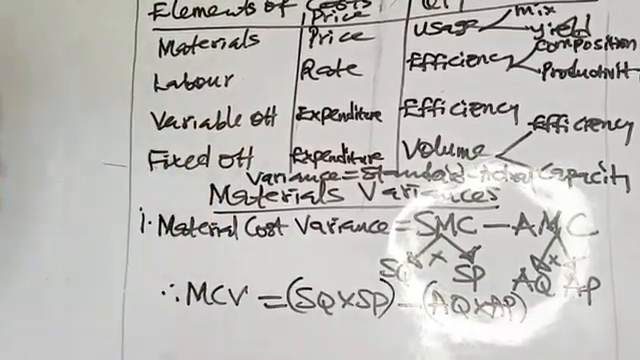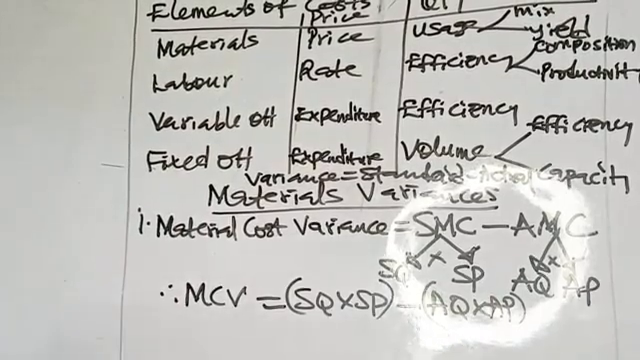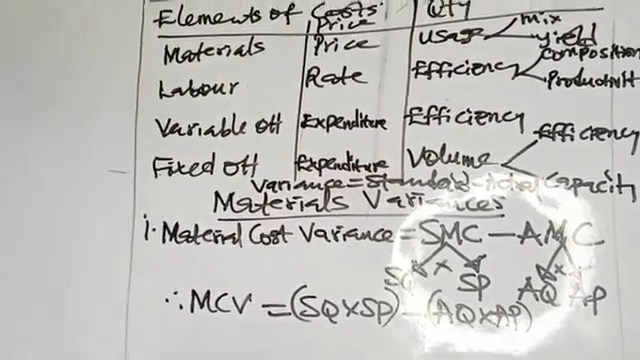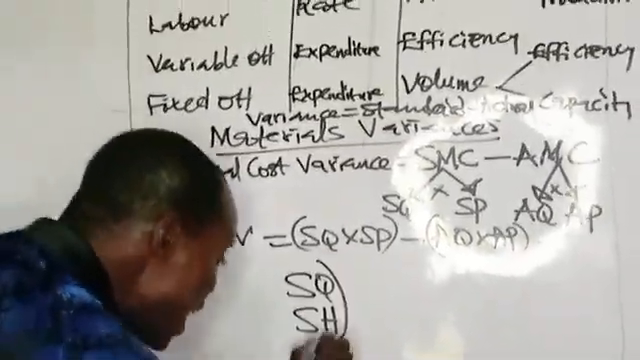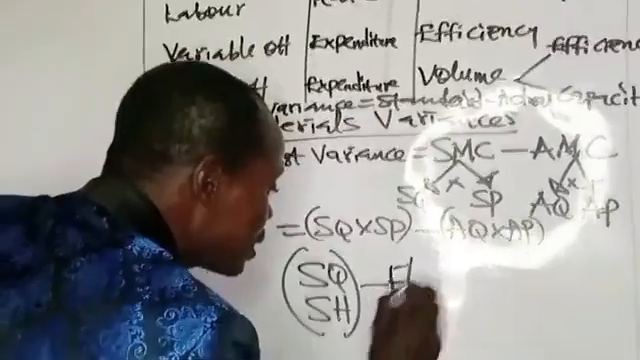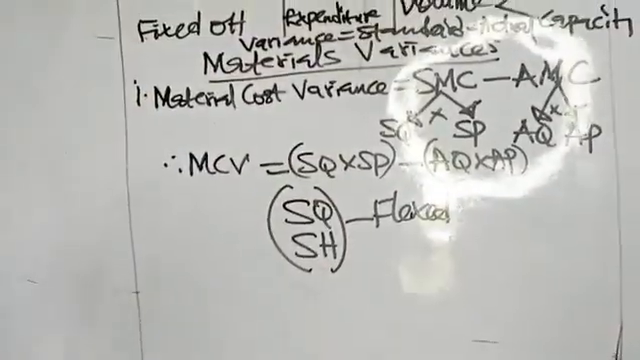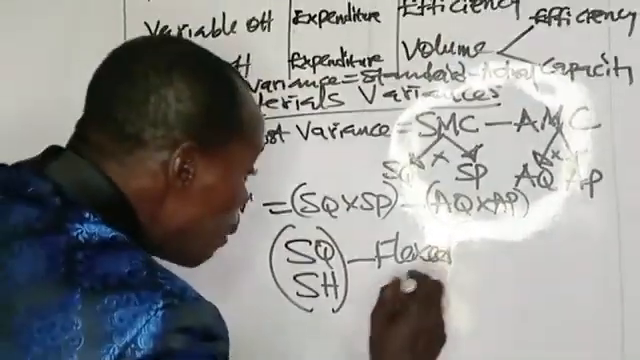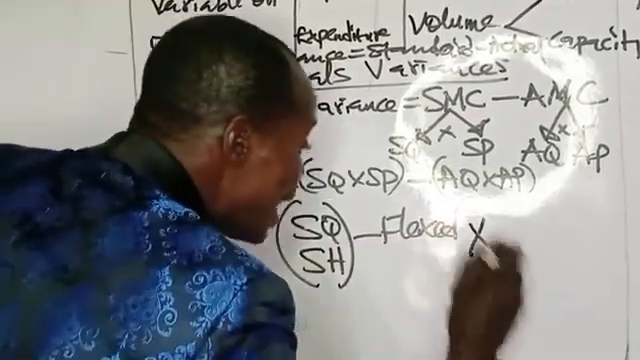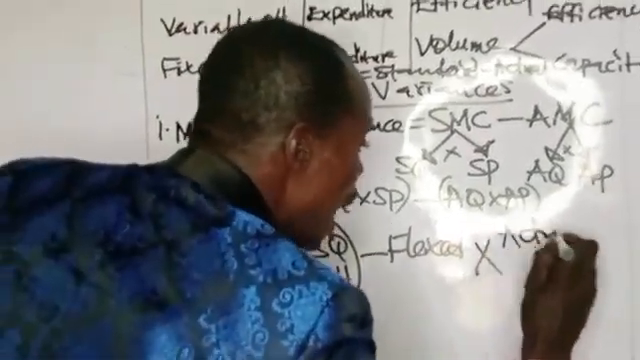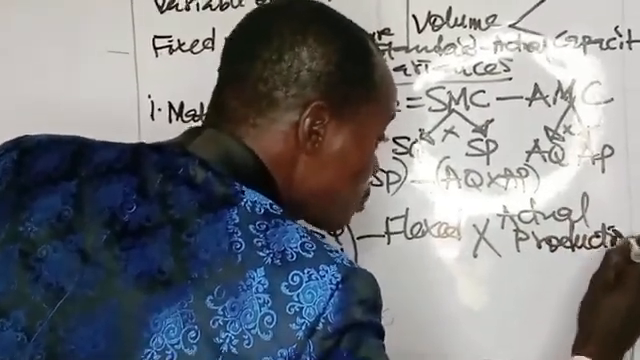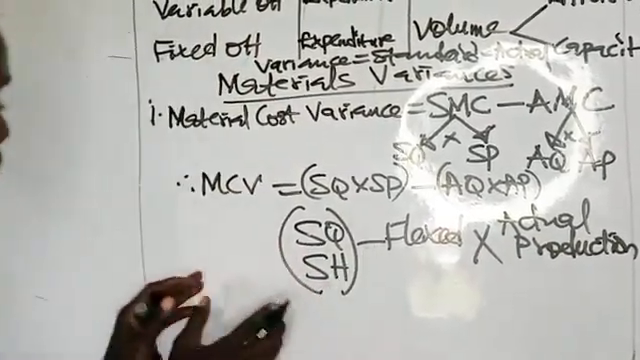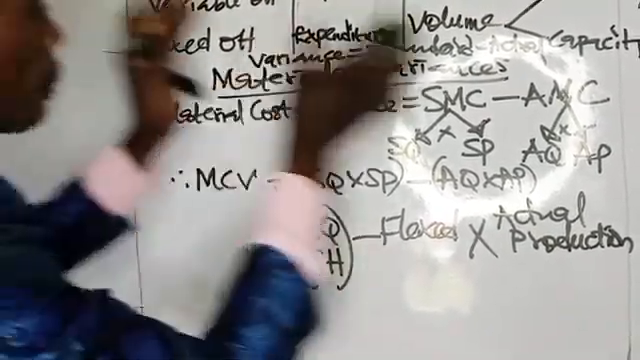That is the formula. But I want you to take note. Anytime you are solving anything of variance, wherever you have standard quantity or standard hours, these two items should always be flexed. By flexing them, it means you multiply these items by actual production. Actual production is different from actual quantity. Production is the output achieved, while quantity is the raw material used in production.